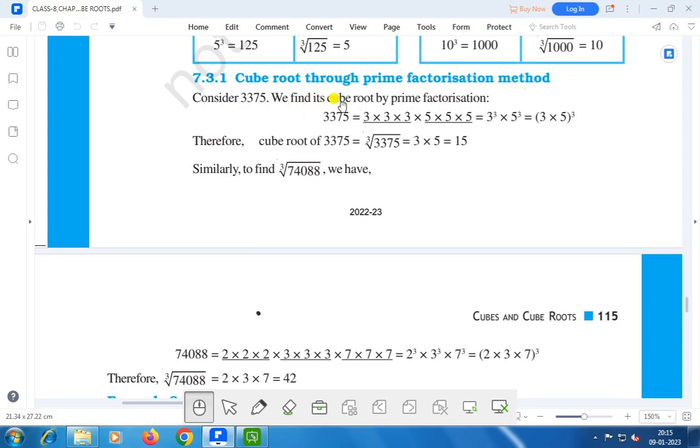We will find the cube root of 3375 by the prime factorization method. 3375 is 3 into 3 into 3 into 5 into 5 into 5, that is 3 to the power 3, 5 to the power 3, or (3 into 5) to the power 3. Therefore, the cube root of 3375 is equal to 3 into 5, that is 15.